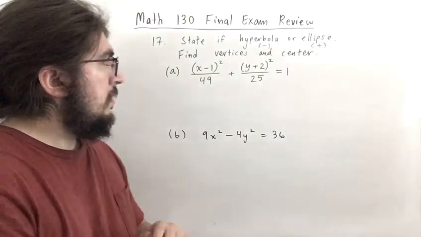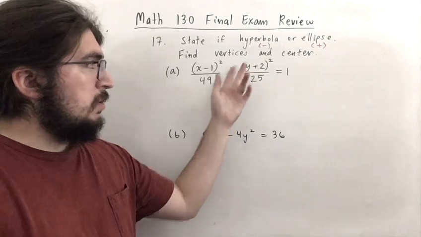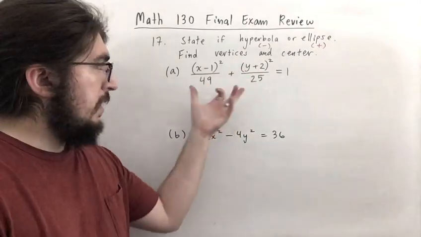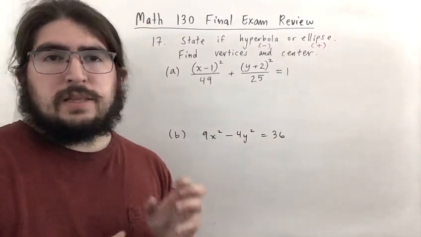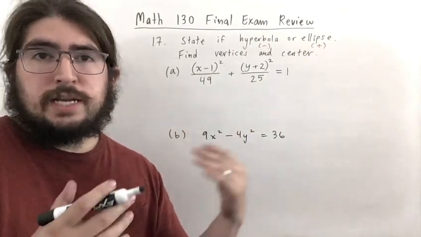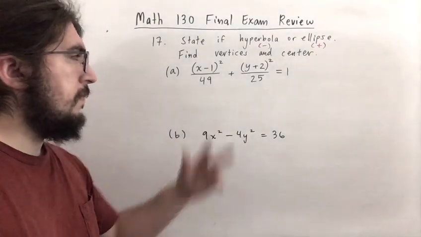You have (x - something)^2, (y - something)^2, and then under each of them, you have denominators. And the square roots of those denominators are what we call a and b, which are basically the horizontal or vertical distance you move from the center to get to these endpoints of something. So I'll explain that actually with this one.